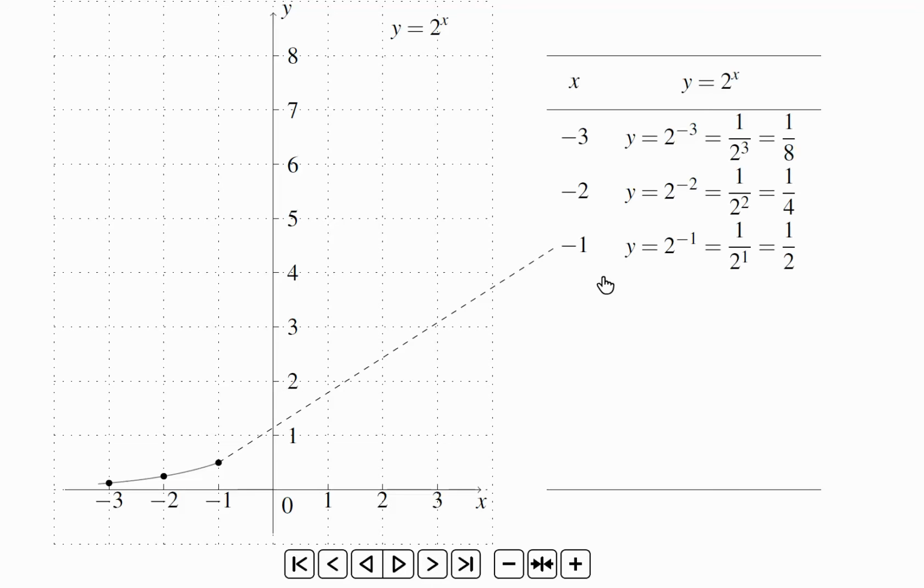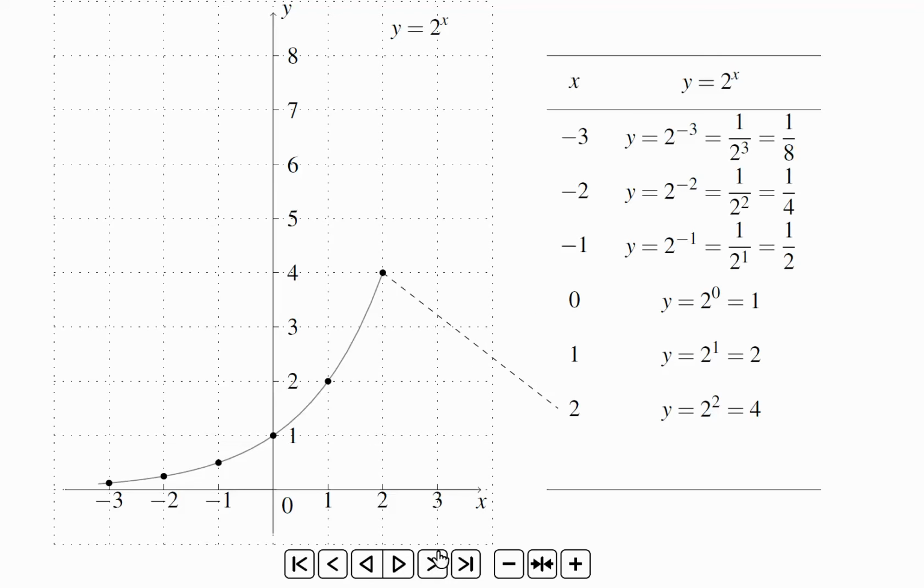We can do x equals -1. y will be 1/2. So (-1, 1/2) is between 0 and 1. That's the third point. The fourth point is (0, 1). Any number to the 0 is 1. So this point is the y-intercept. Okay, keep going. x equals 1, 2 to the 1 is 2. So (1, 2) is this point.